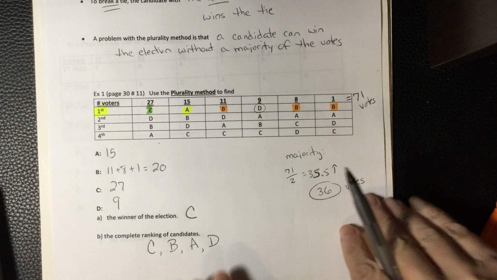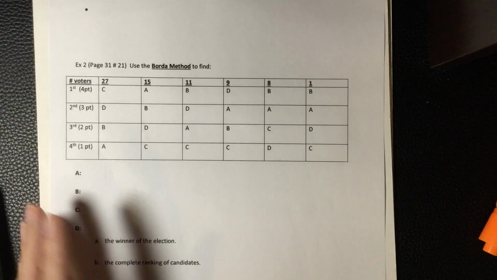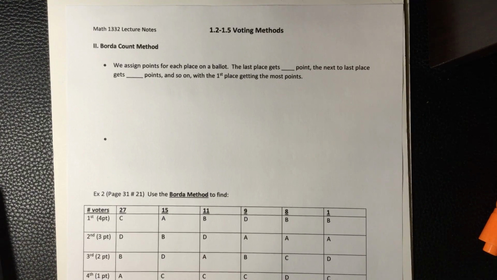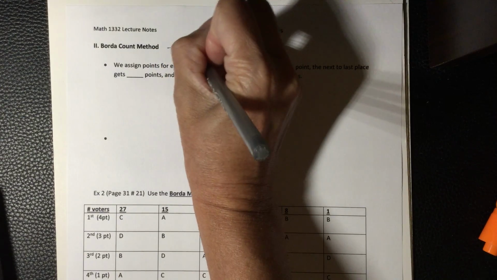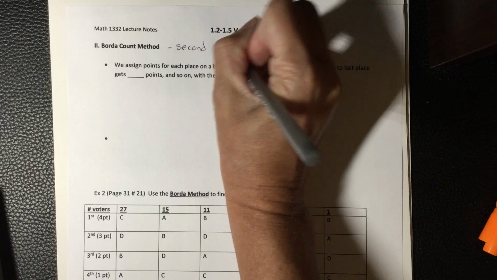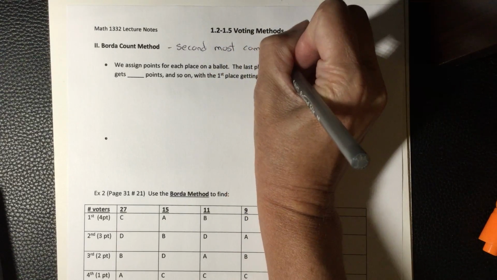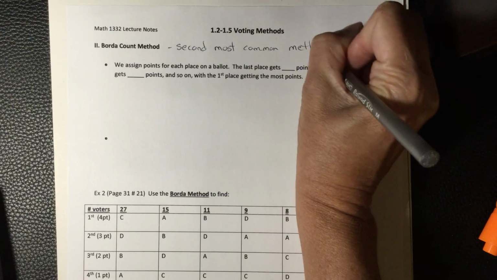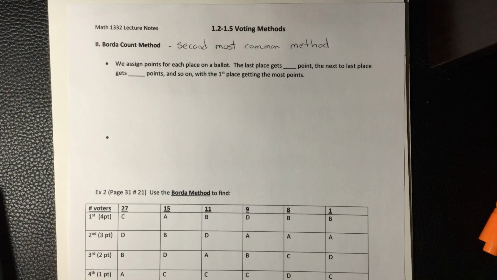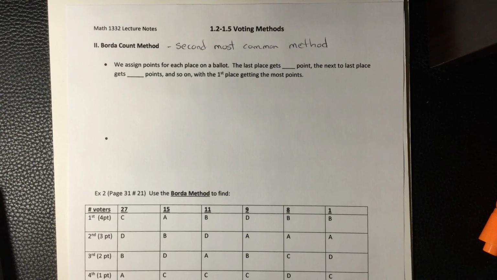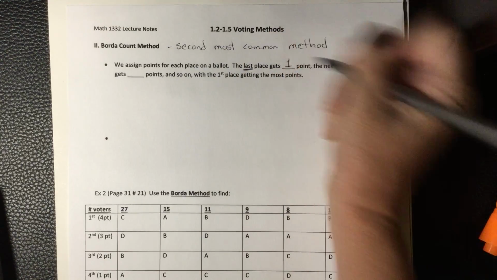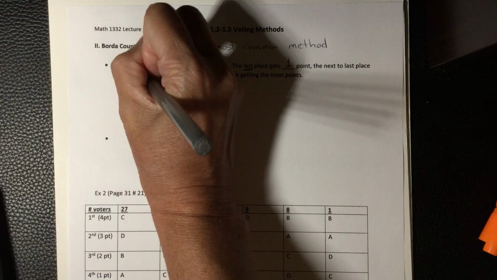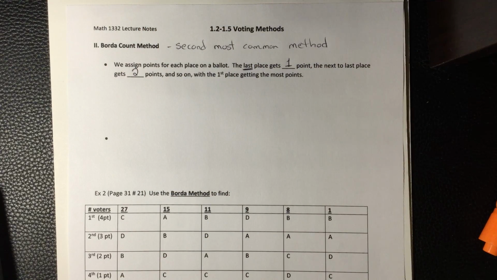All right, now we're going to look at one more method. If you look at the next page, we're going to look at what's called the Borda count method. This one is a little bit more complicated. It's the second most common method. On this one, we're not just going to look at first place, we're going to look at first through fourth. What we do is assign points for each place on a ballot. Last place gets 1 point, next to last gets 2 points, and so on, with first place getting the most points.